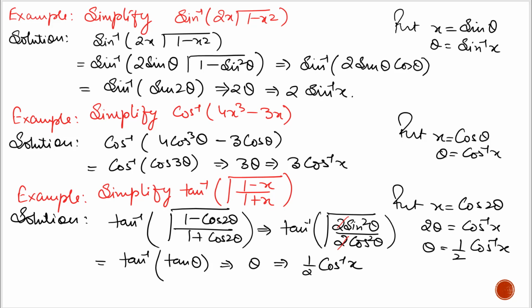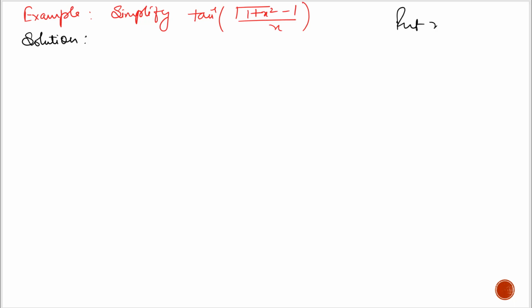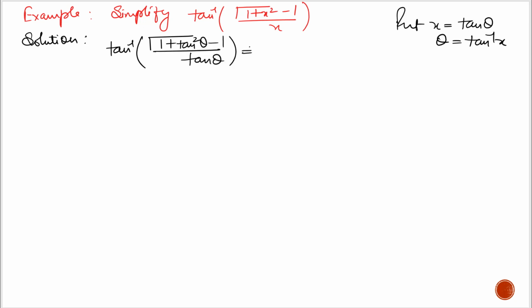Next example. Simplify tan inverse of (root of 1 plus x square minus 1) upon x. Replace x by tan theta. So we are putting x equals tan theta, theta equals tan inverse x. So tan inverse of (root of 1 plus tan square theta minus 1) whole divided by tan theta. Root of 1 plus tan square theta is sec theta.